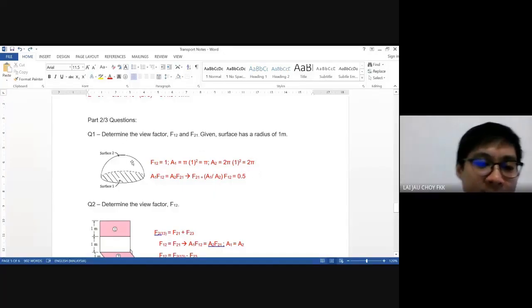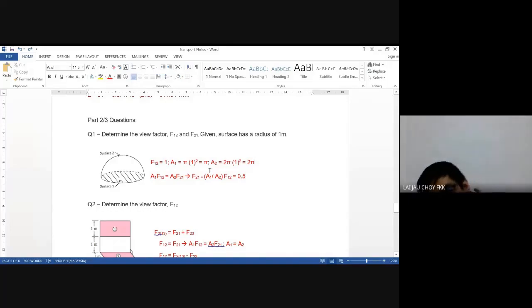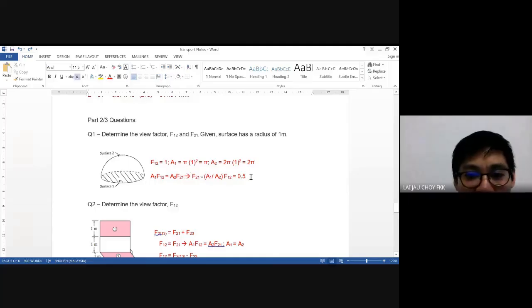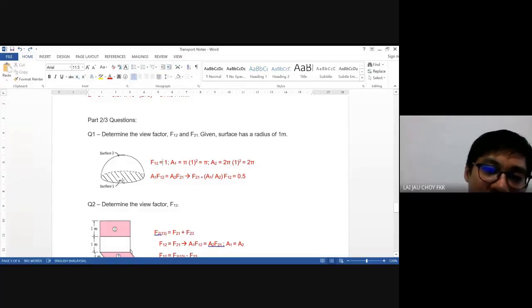So question 1, determine the view factor F12 and F21. Given surface has a radius of 1 meter, so surface 1 and surface 2. Based on the 5 remarks I shared with you in the second part of the lecture, it's very clear F12 equals 1, because surface 1 is flat, so F11 in this case is 0. The self view factor for a flat surface is equal to 0.